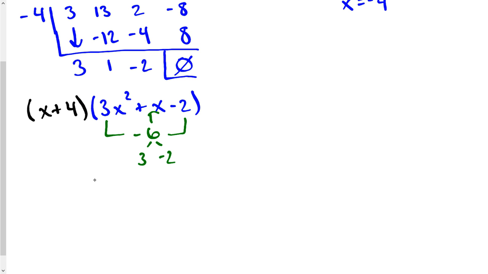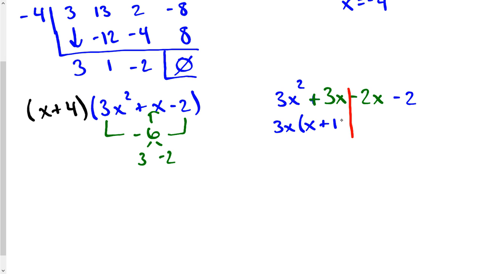So we can rewrite this function here as 3x squared plus 3x minus 2x, that's the part where we split the middle, and then minus 2. So now I can go and do my factoring by grouping, right? Okay, so I can take out a 3x over here, and what's left is x plus 1.